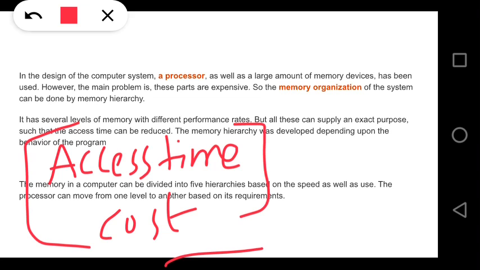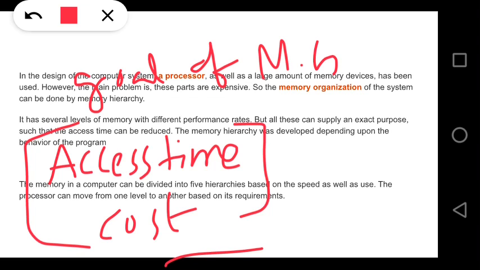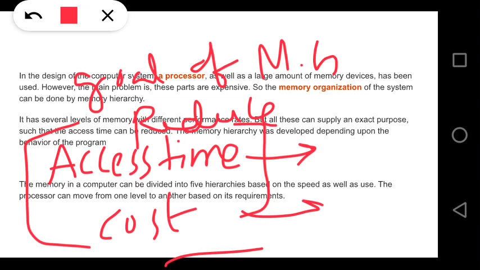This is the goal of memory hierarchy, to reduce access time, at the same time reduce the cost. The memory in a computer can be divided into 5 hierarchies based on the speed as well as use. The processor can move from one level to another based on its requirement.